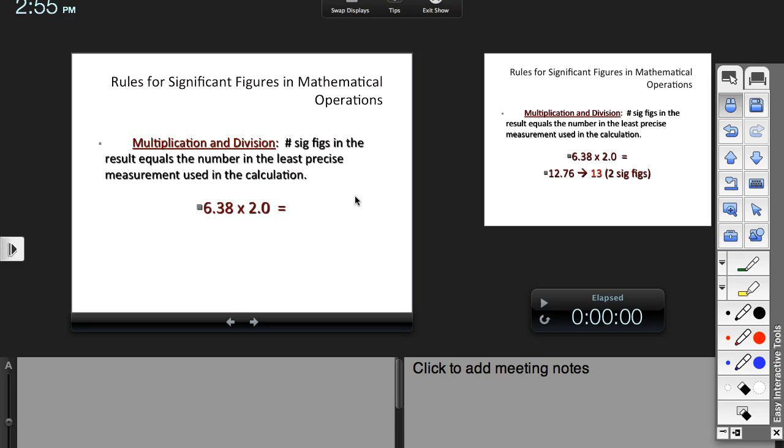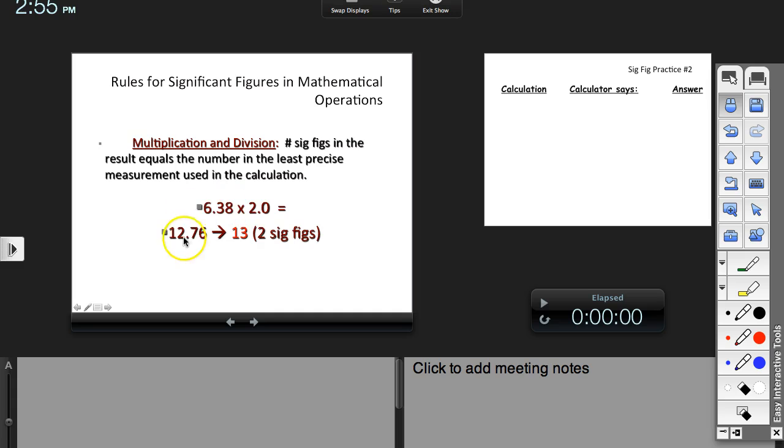So let me show you this. Here I have 6.38. It has 3 significant figures, and then I have 2.0. It has 2 significant figures. So you're going to put this in your calculator, and your calculator, of course, doesn't know significant figures. There's no button for that, okay? So, on most of your calculators anyway. So the answer, I'm going to get a certain number in my calculator, but then I'm going to have to round it to only 2 significant figures because the number with the fewest had only 2 significant figures.